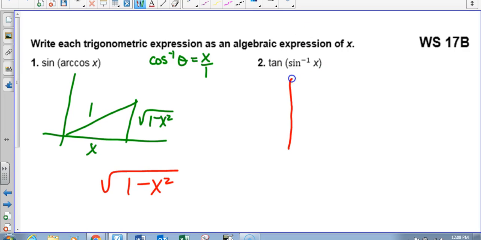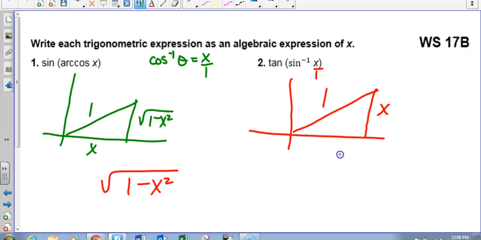This one, sine is x. Sine is opposite over hypotenuse. What expression goes down here? Okay, that's not always going to be true, but we'll do some on the worksheet amendment that shows you when that's not true.